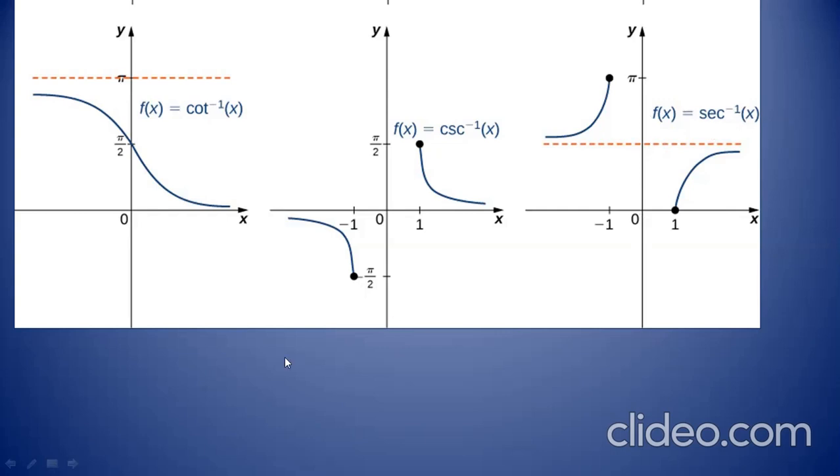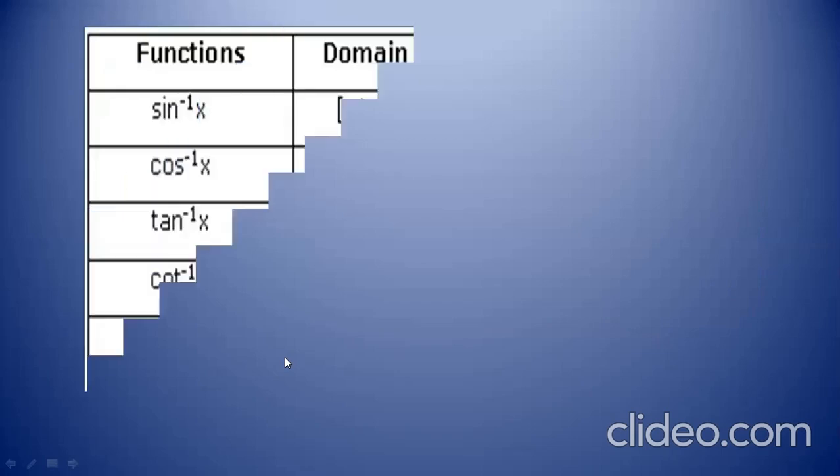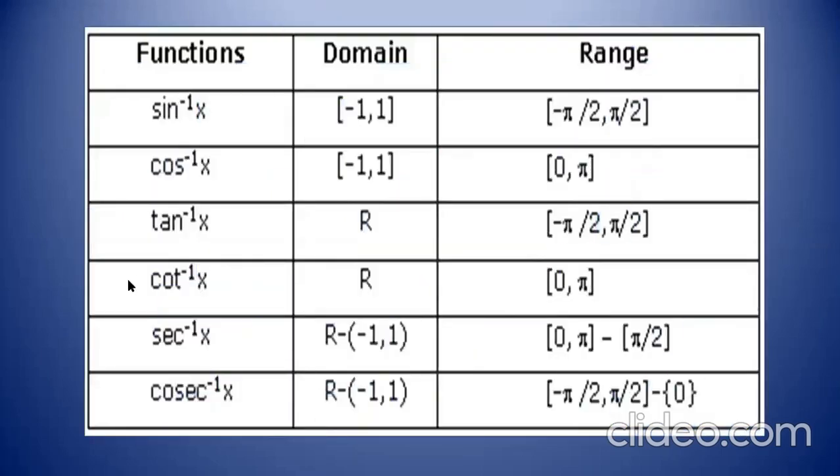So now we know the domain and range of the inverse trigonometric functions. All the trigonometric functions are not one-one and onto functions, but if we restrict their domain and range, they become one-one and onto functions. If they become one-one and onto functions, then their inverse also exists. So that's why we can easily get the inverse trigonometric functions with the domain and range.